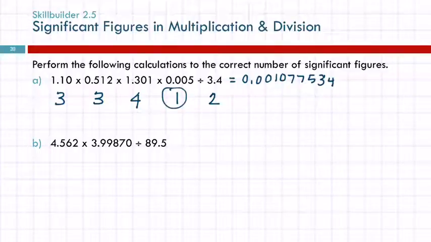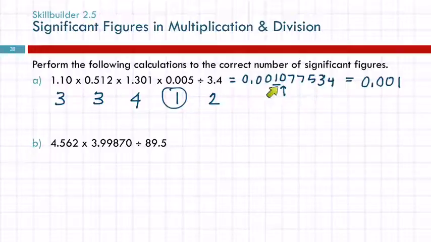That tells me I should round my answer to one significant figure. That's not going to be 0. Because these leading zeros are not significant figures. I have to keep one sig fig. That's going to be this 1. And then I look at the next one to see whether I round up or I round down. In this case, I'm going to round down, and I'm going to get 0.001. Any questions?